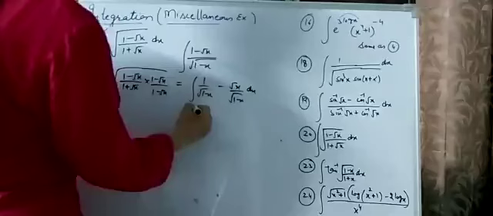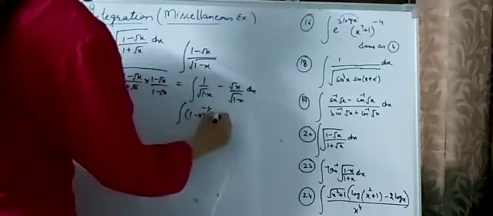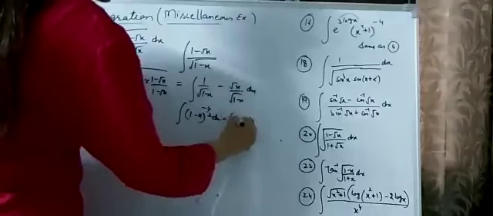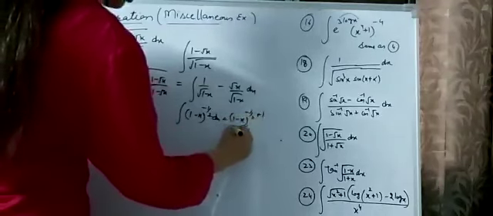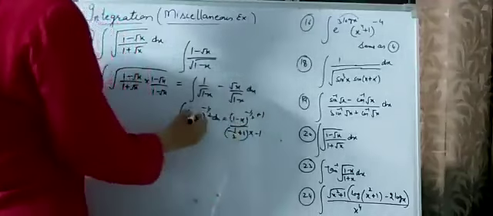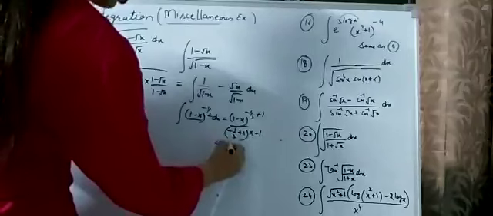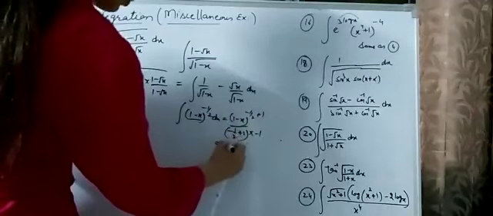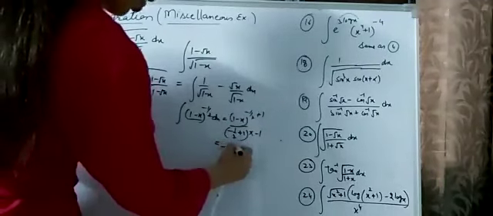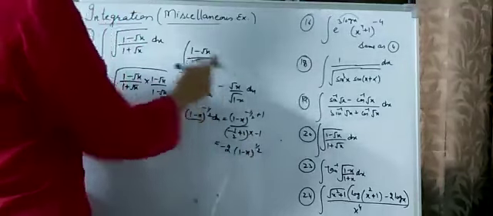Now you can do its integration easily. 1 minus x raised to power minus 1 by 2. So its integration is (1 - x) raised to minus 1 by 2 plus 1, divided by minus 1 by 2 plus 1, and into minus 1. Why this minus 1? That is the derivative of the inner function. So this will come out as 1 by 2, and this is 1 by 2. So it is minus 2 times (1 - x) raised to power 1 by 2. This will become the integration of this part.